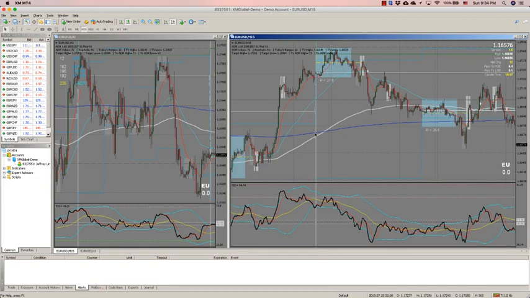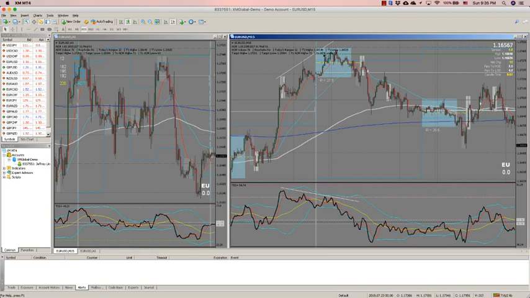Okay, we have a nice looking divergence going on in the TDI. Okay, so if you take a look here, we draw a line. This line here, we can see the candles are pushing up, but on the TDI, it tells a different story, right? We got a nice downward momentum on the TDI. Okay, so we can take this.